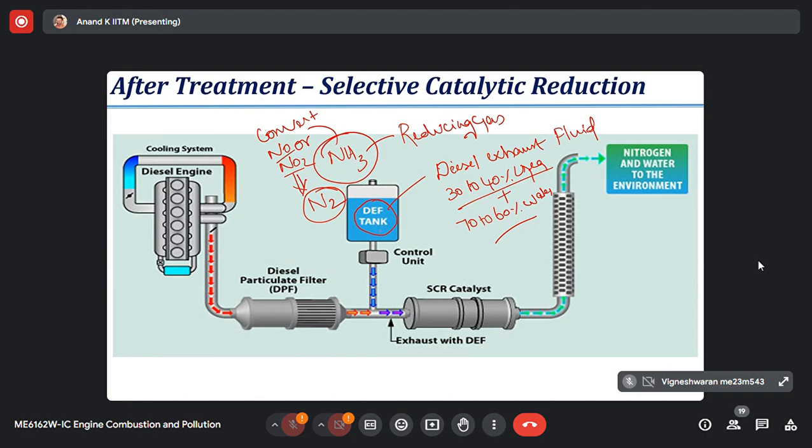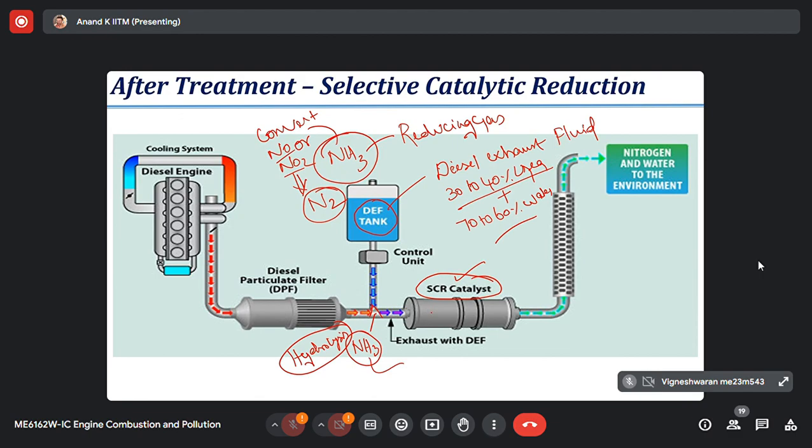Once you store it, you are going to spray that urea in the exhaust line. That's what we are doing here. This is an SCR, selective catalytic reduction unit in the tailpipe. Once you spray, urea will release ammonia. Urea will be converted to ammonia. This process is called the hydrolysis process. So you are storing diesel exhaust fluid and spraying it using an injector in the exhaust line. In presence of exhaust gas temperature, this urea will get converted to ammonia. This ammonia will go to the SCR bed.